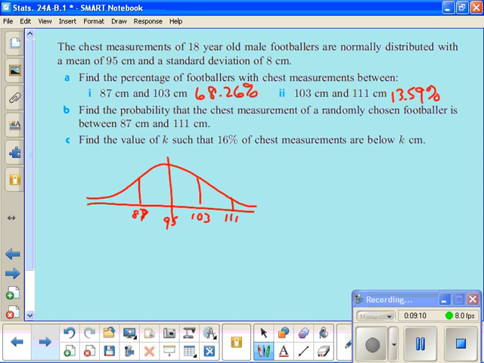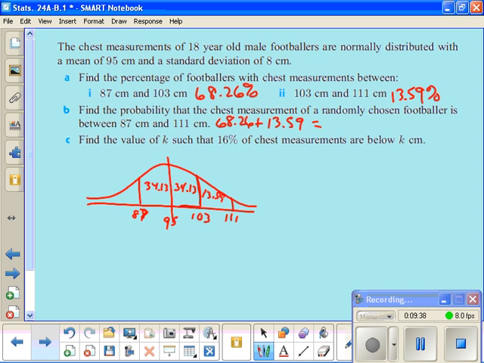And continuing, find the probability that the chest measurement of a randomly chosen football player is between 87 and 111. So what did we just add? We just took this middle part, 68.26, plus 13.59, whatever that equals out to be. So pretty simple concept. It's 34.13 here, 34.13 here, and 13.59 from there, from 87 to 111.